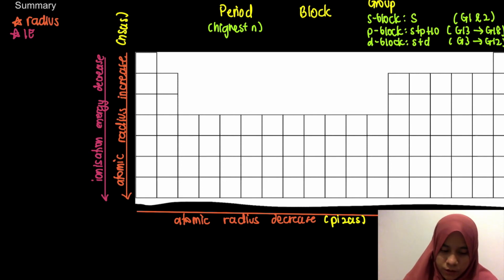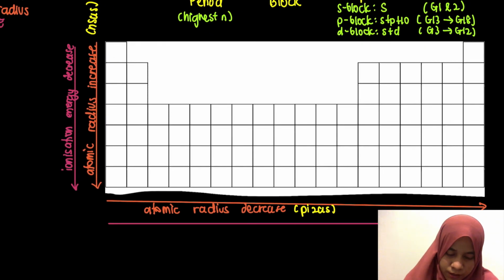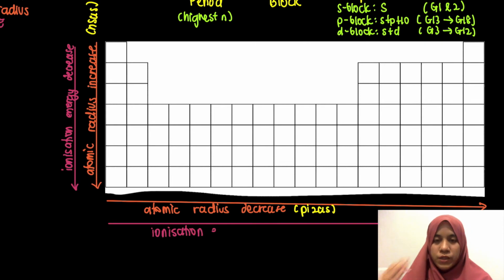But across a period, ionization energy increases. Why does it increase? Because across the period, the attraction between our nucleus and valence electron is high, so it is harder to remove the valence electron.